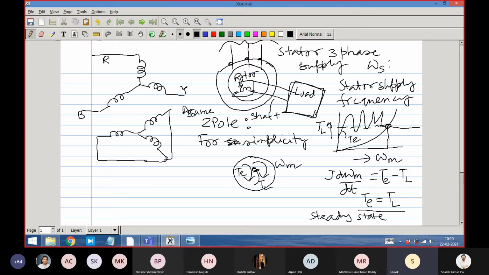And you see, I have drawn it in such a way that all the time T_E is greater than T_L, so that means it has accelerated. But when it has come to steady state, you see this point. Think about this point. These two things have become equal. And you see another interesting point. What is that interesting point? I will say that this is a stable point. Can anybody say why this is a stable point?